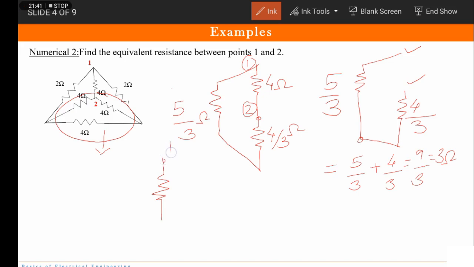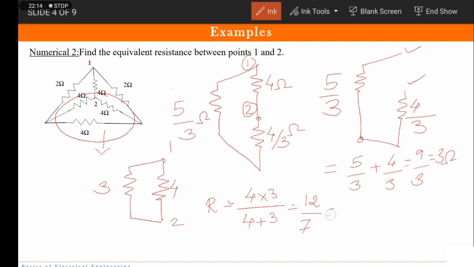Yes, this was point number 1, this was point number 2, and the new resistance is actually placed here. So that comes out to be 3 and this is 4. So basically these two resistances are in parallel now. So what is the total resistance? The total resistance will be the parallel combination. So that comes out to be 4 into 3 upon 4 plus 3, which is 12 by 7.